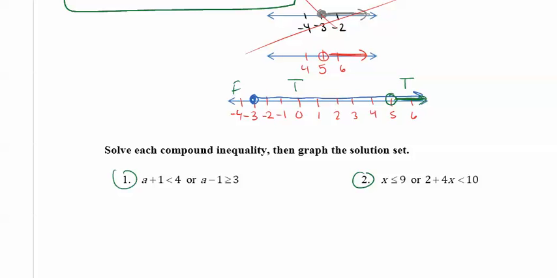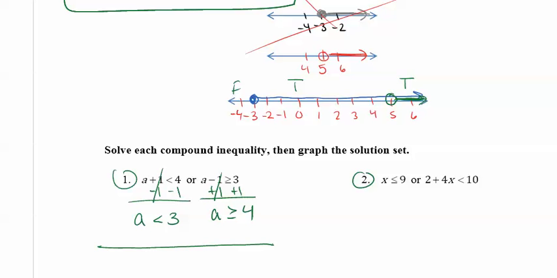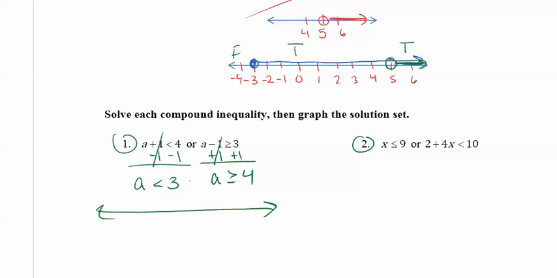Okay, so let's go over numbers 1 and 2. Looking at number 1, it's a plus 1 is less than 4, or a minus 1 is greater than or equal to 3. So minus 1 on each side, those will cancel, so a is less than 3. And over here I have plus 1, so a is greater than or equal to 4. Again, I don't need to graph the two separate graphs. I can go straight into graphing the compound inequality. So my solution is a is less than 3 or a is greater than or equal to 4. Okay, so let's do some graphing.